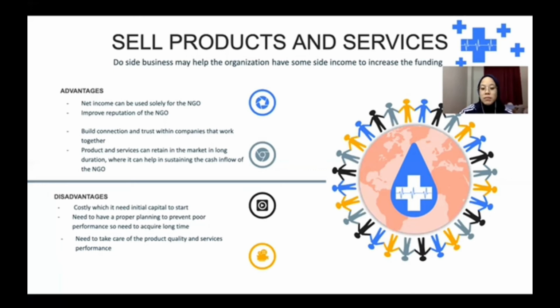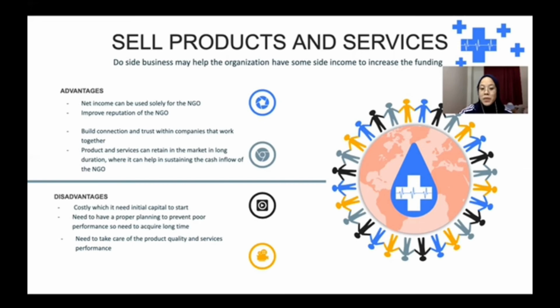And then this will also at once improve the reputation of the NGO because it will automatically build trust and connection within the companies. This business also can remain in the market in the long term, as if the business is doing well, it can sustain and increase the fund of the NGO itself.